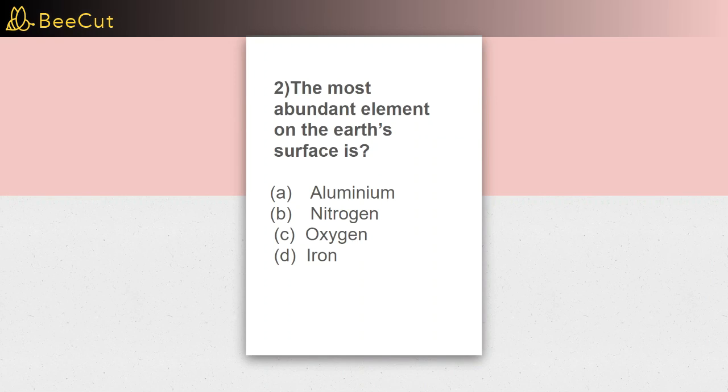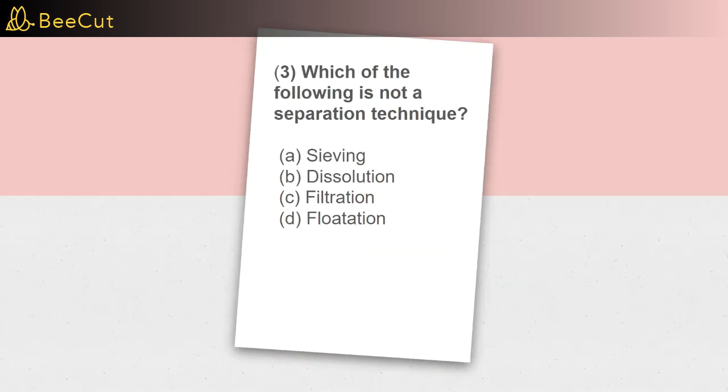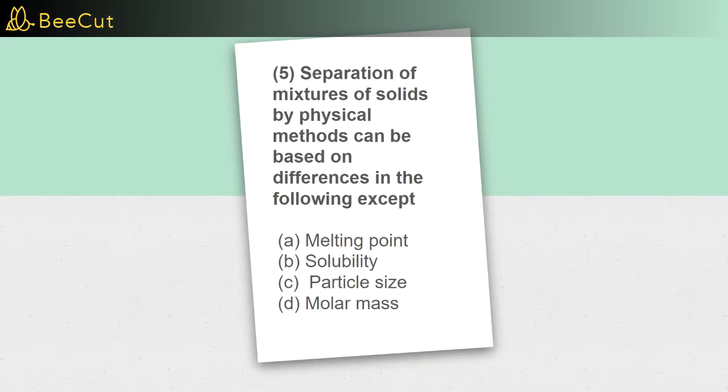Number 2, the most abundant element on the Earth's surface is oxygen. Oxygen is the most abundant element. We use it the most on the Earth's surface. Which of the following is not a separation technique? Sieving is a separation technique. We cannot use the solution to separate two constituents of a mixture. B is the correct answer.